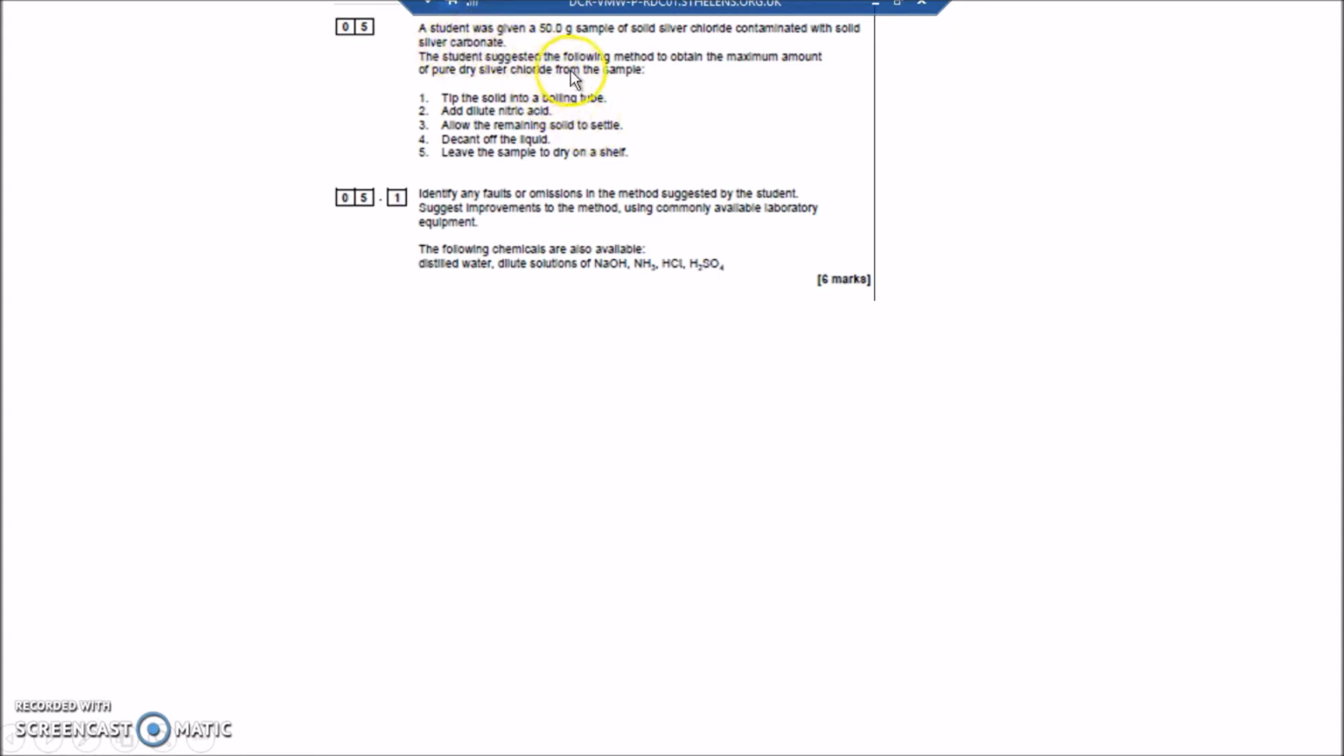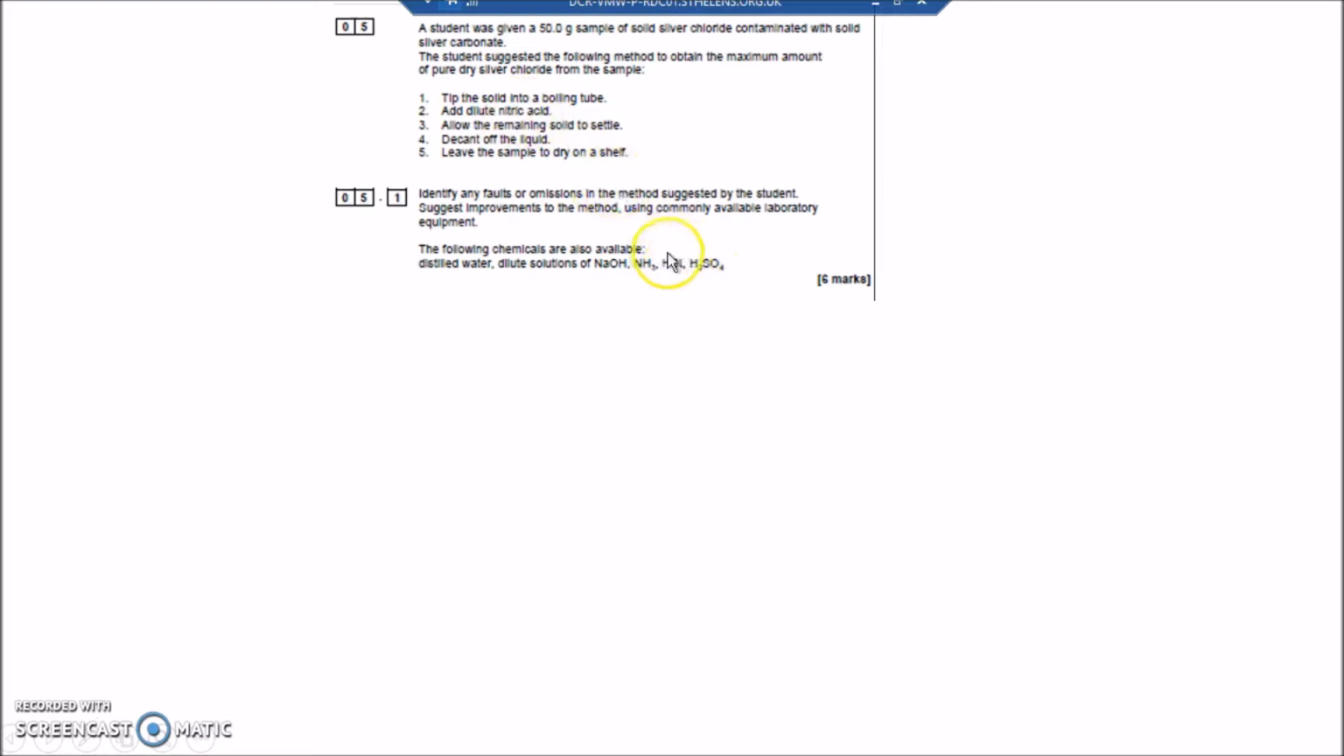However, it says you want to make the maximum amount of silver chloride, so silver carbonate and nitric acid would make silver nitrate. Surely if you use hydrochloric acid to make silver chloride, it would turn the silver carbonate into additional silver chloride to maximize the yield. So I would suggest that you add hydrochloric acid. It doesn't say how much acid, so how do you know that all the silver carbonate's been used up? I would add an excess of hydrochloric acid.